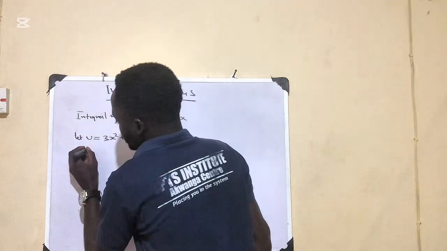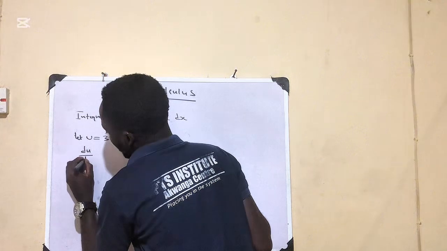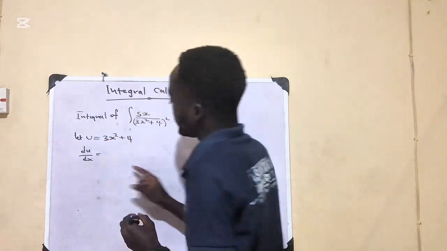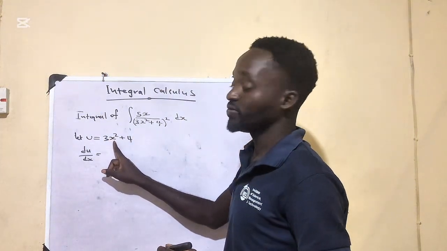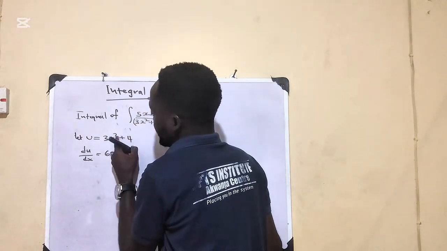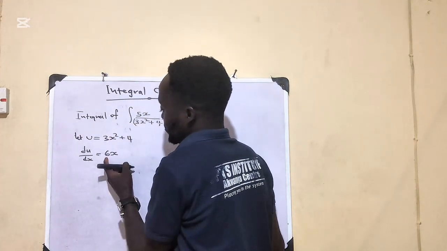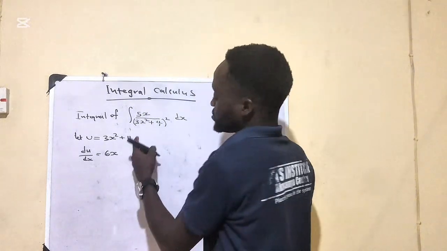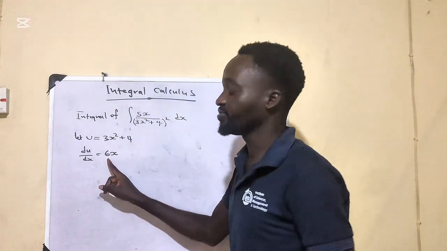So we'll say du over dx is equal to, if we differentiate 3x to the power of 2, we bring down the 2, that's going to be 6x, and then 2 minus 1 is 1, so we are just left with 6x. Then if we differentiate 4, it is going to be 0, so the derivative is just 6x.